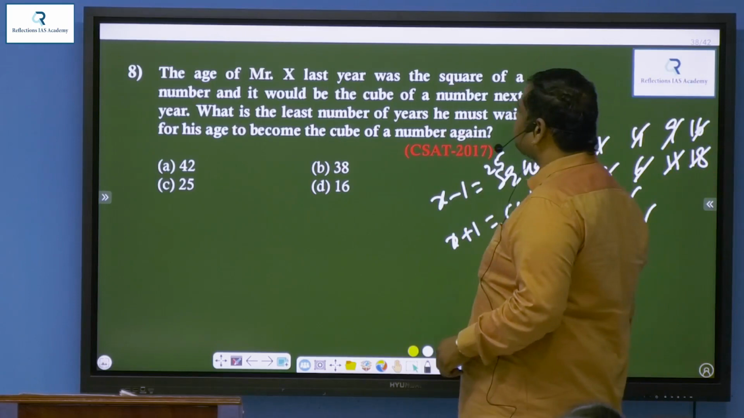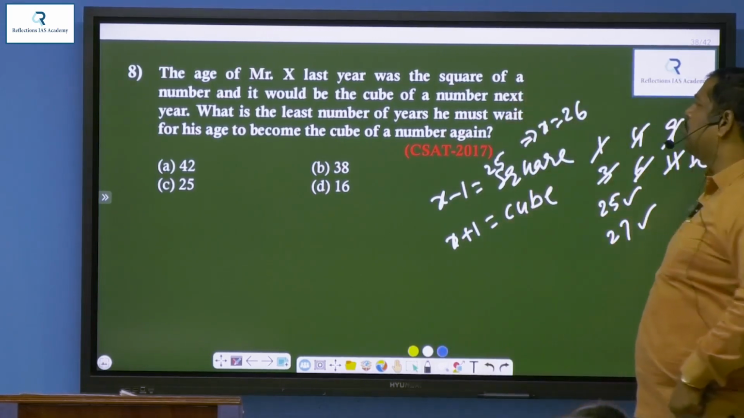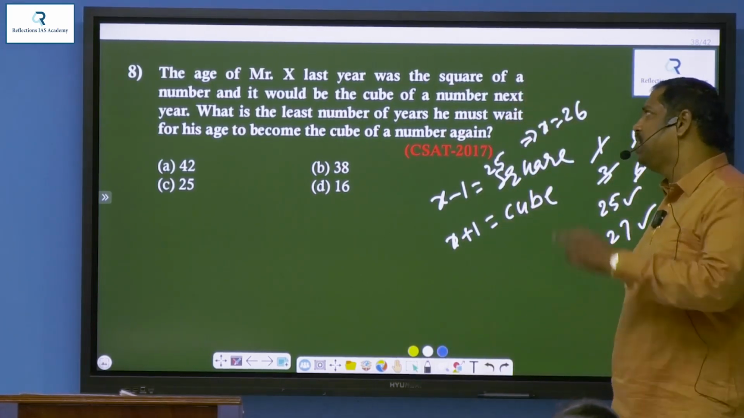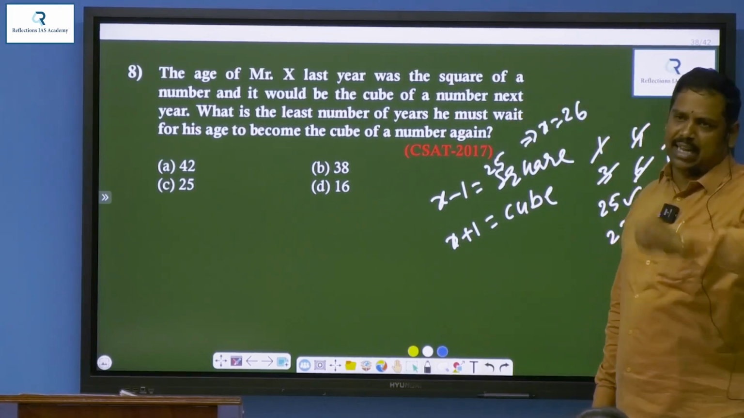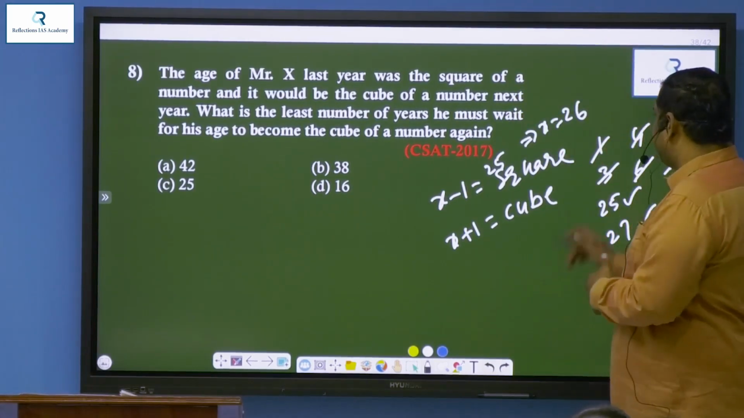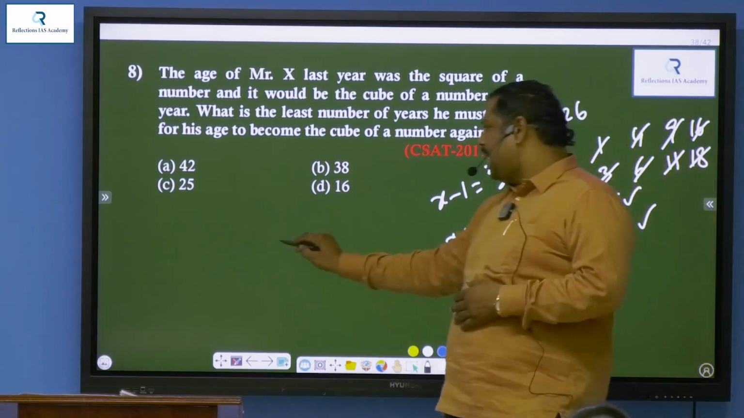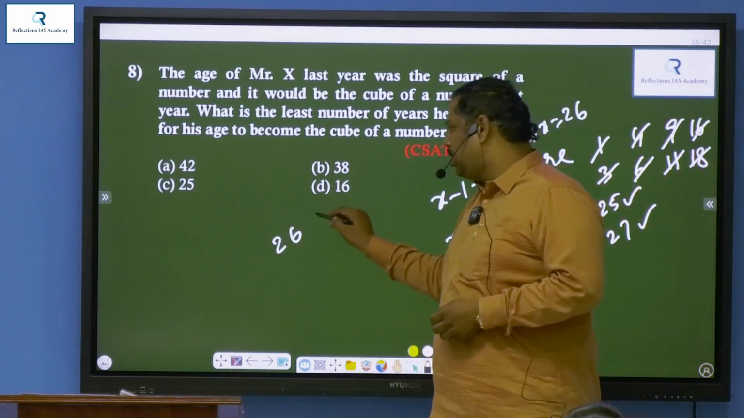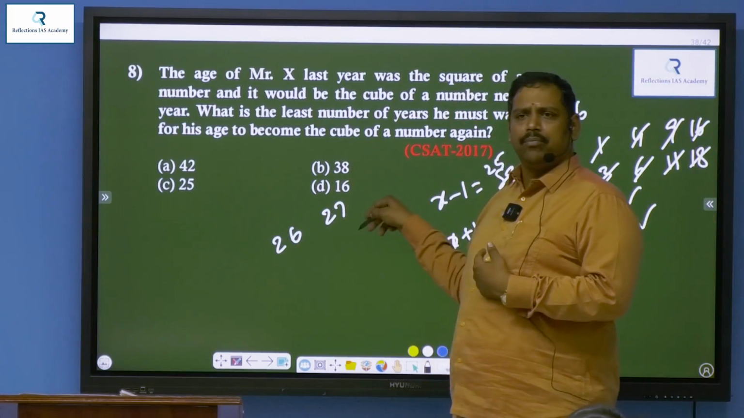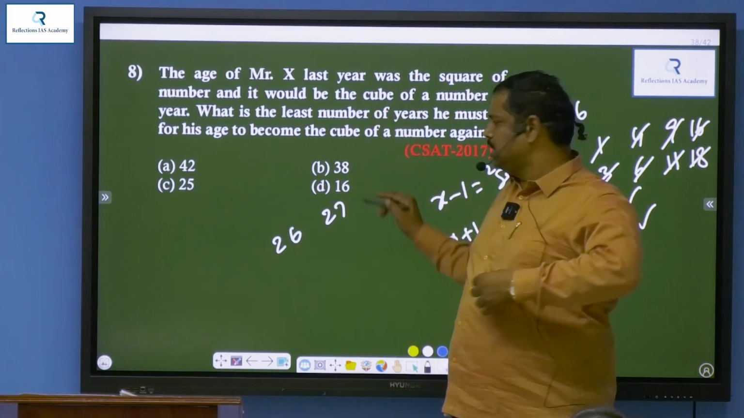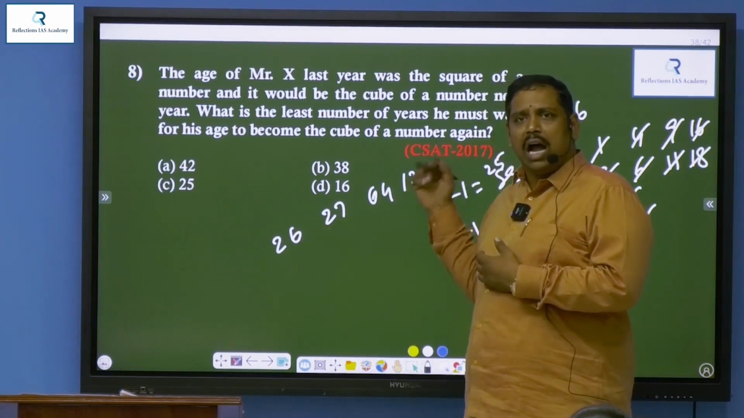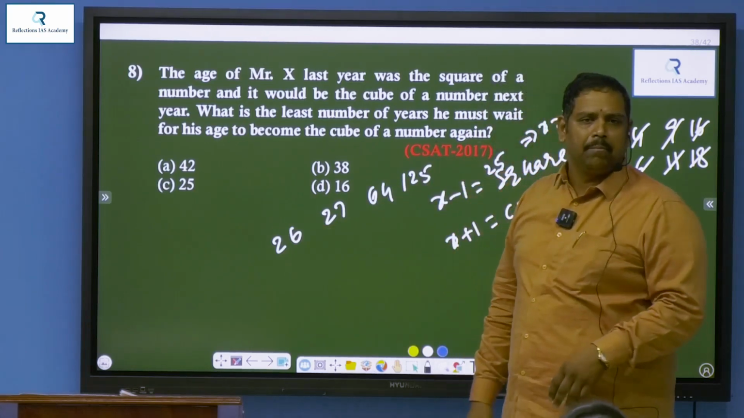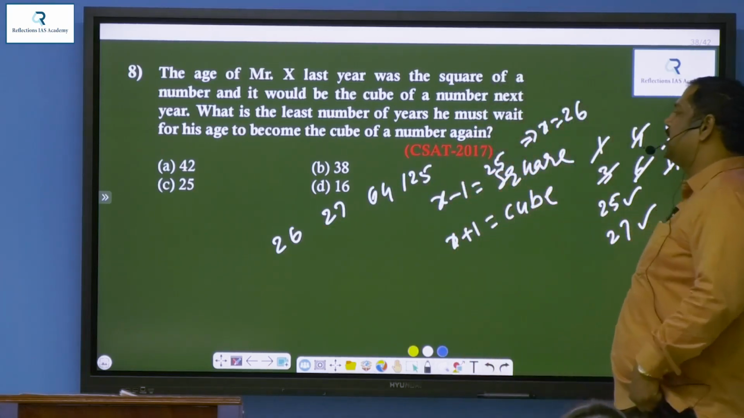Next one. What is the least number of years he must wait for his age to become the cube of a number again? Least, he is asking. Suppose his age is 26, sir. After some years, 27 I have already discussed. Next cube means maybe 64, maybe 125. Anything will happen, yes or no? How many years he has to wait, he is asking.